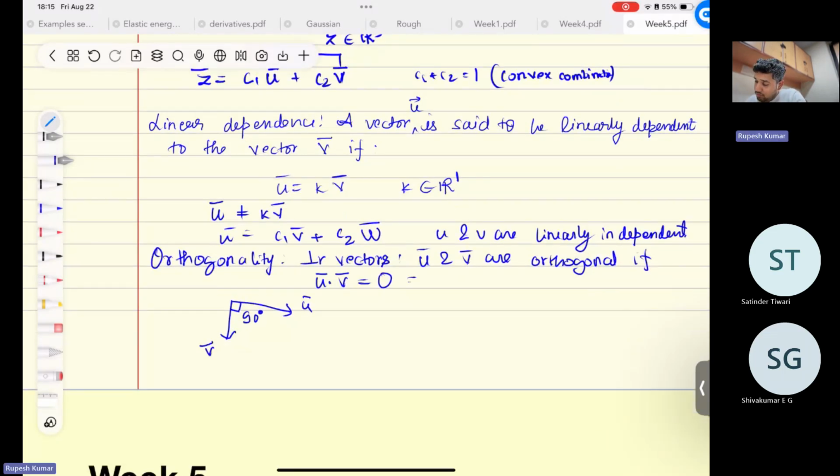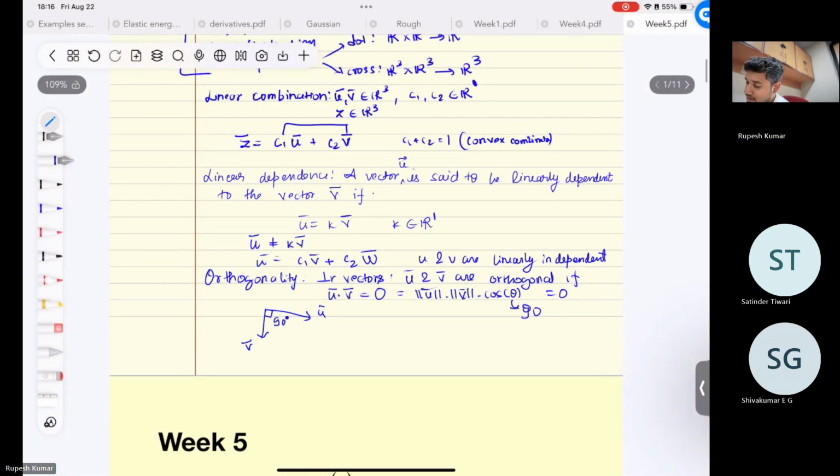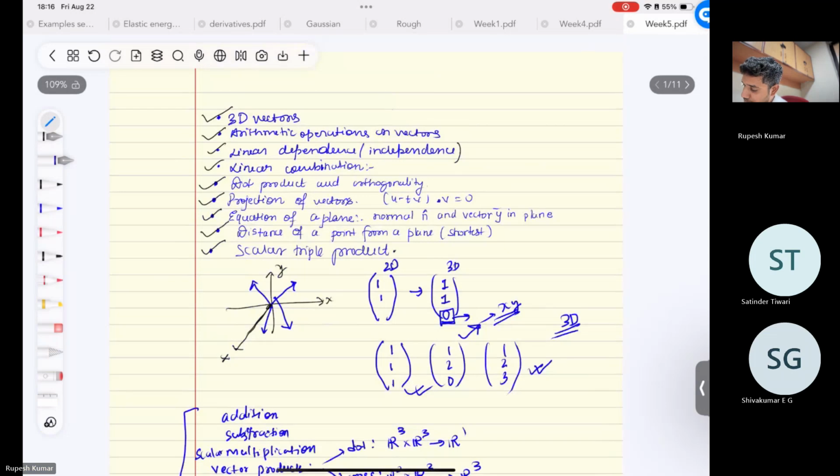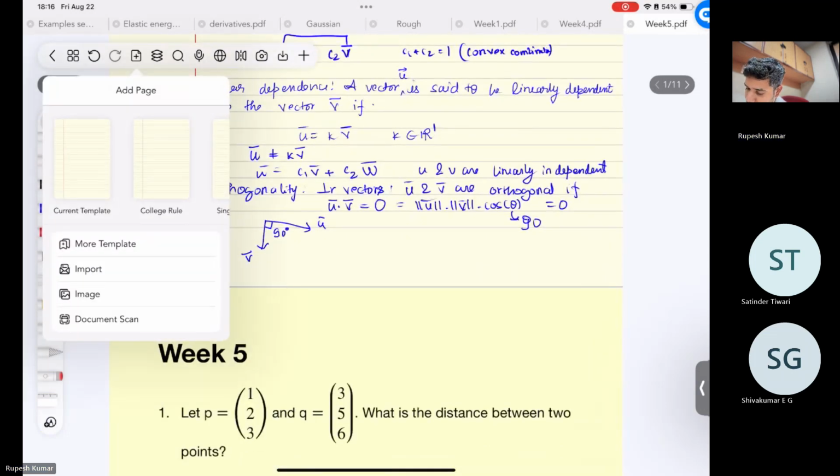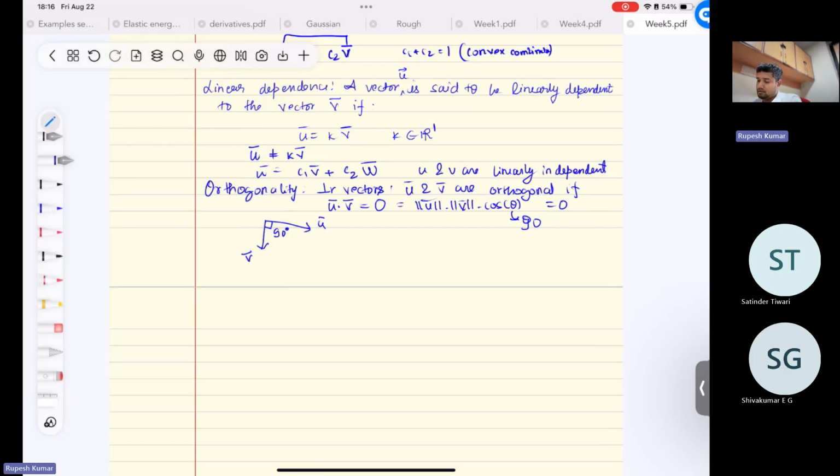And you all know u dot v can be computed as the magnitude of u times the magnitude of v times the cosine of the angle between them. The angle theta is 90 degrees here, and cos 90 is 0. So this becomes 0 for perpendicular vectors. Then projection of vectors, we have already seen.